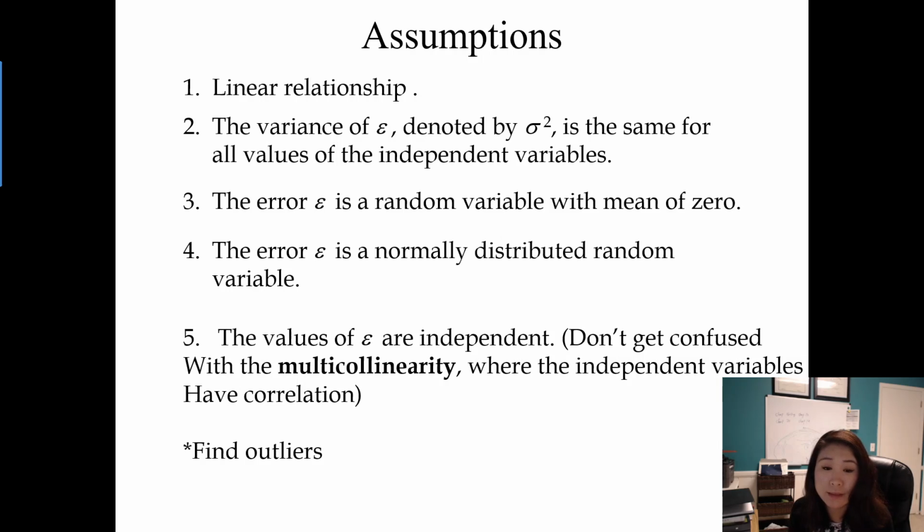Number 4, the residual is a normally distributed random variable. If we draw the distribution for this residual, we should see a bell curve. That should be a normal distribution. Number 5, we're assuming each residual is independent from the others. The first residual shouldn't affect the second residual, and the second residual shouldn't affect the third residual, etc. The last one I mention here is finding outliers. This is not part of the assumptions, but it is sometimes important to be able to use a technique to identify outliers in your data set.